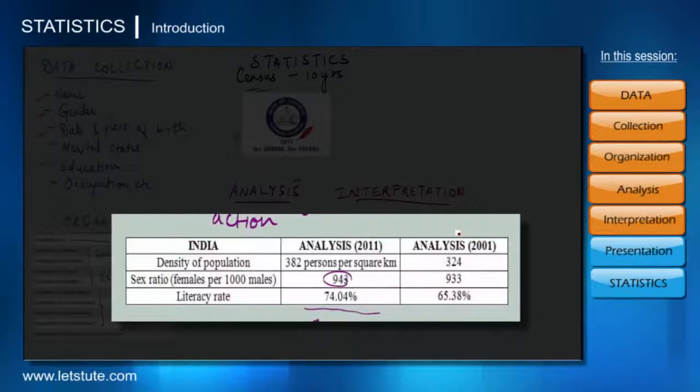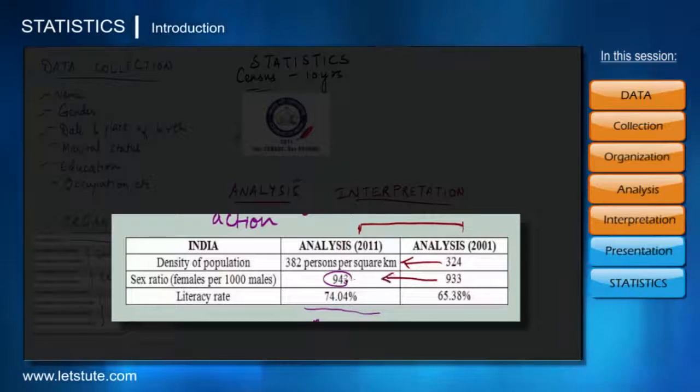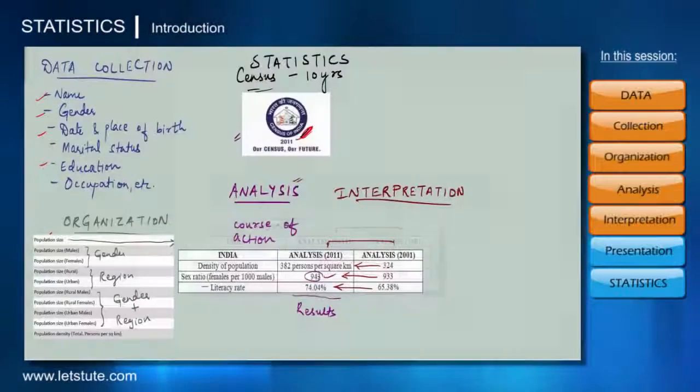So while comparing the analysis data of 2001 and 2011, we can say the density of population has indeed increased, which means space for an individual is gradually decreasing. Similarly, the sex ratio has also improved, but still it is very low. Also, the literacy rate has shot up, but it only inspires us to do better as far as implementing education is concerned. So these are the kinds of interpretations we can make out of the analysis report of data.